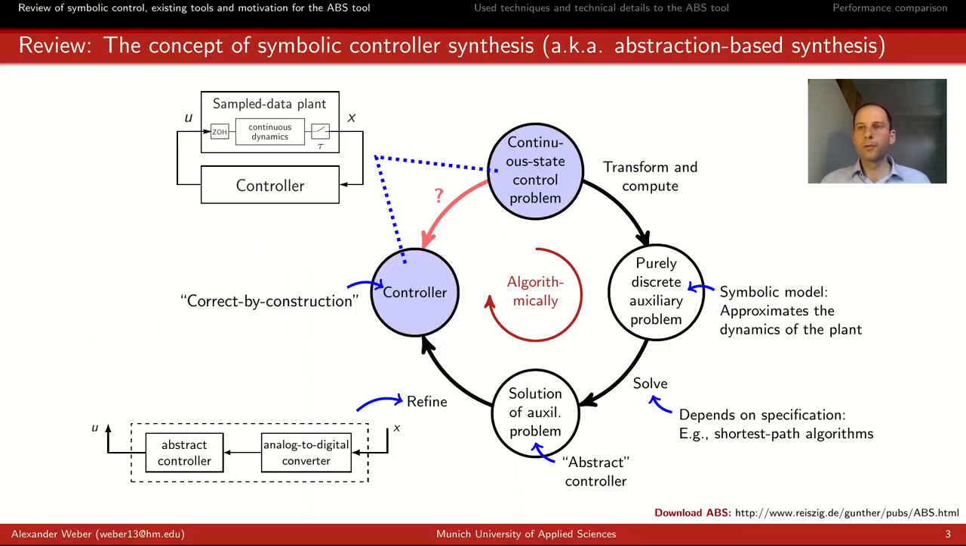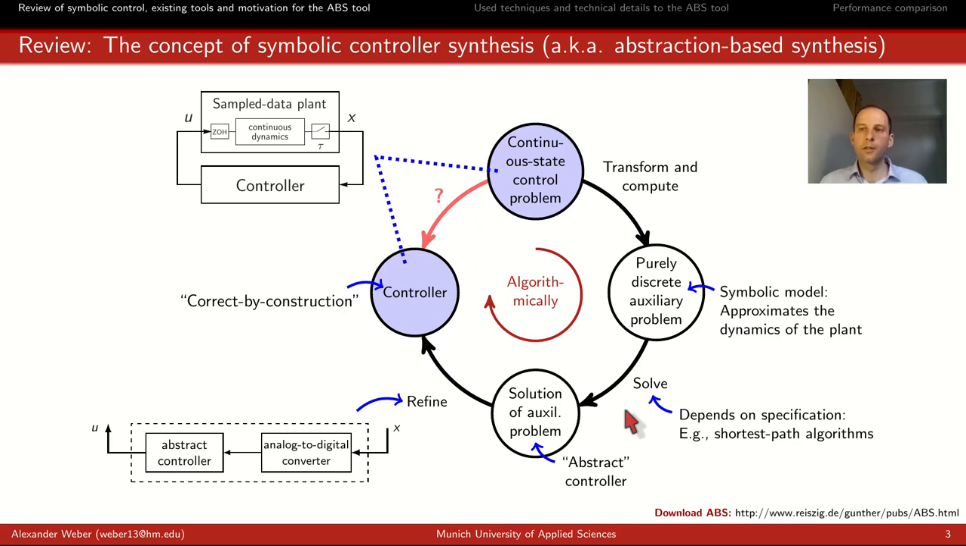Now, for the concept of symbolic controller synthesis, we are given a continuous state control problem that involves a sampled data plant with nonlinear dynamics, and we are given a specification on it. We would like to synthesize a controller for this control problem. With symbolic controller synthesis, you first transform the original problem to a purely discrete auxiliary problem. This auxiliary problem involves a so-called symbolic model or abstraction, which in some sense approximates the dynamics of the plant. This auxiliary problem is then solved with algorithms.